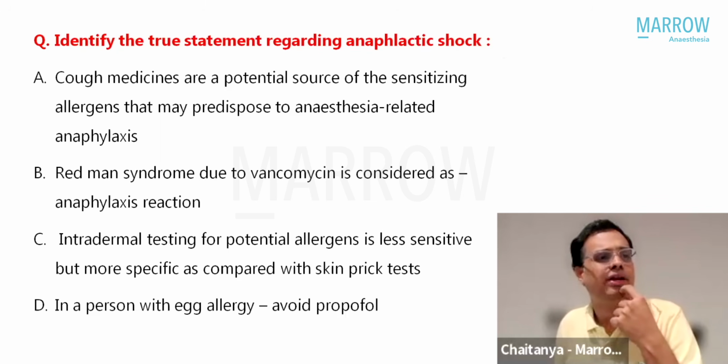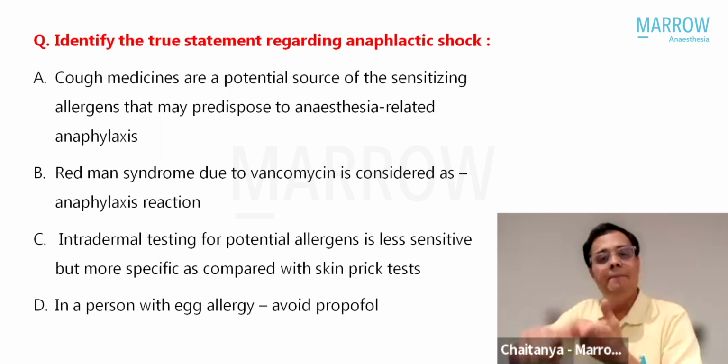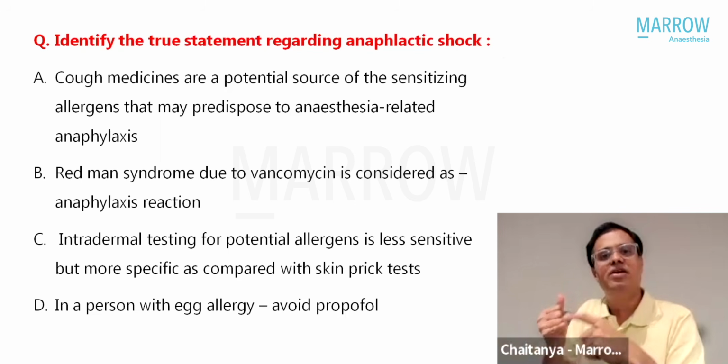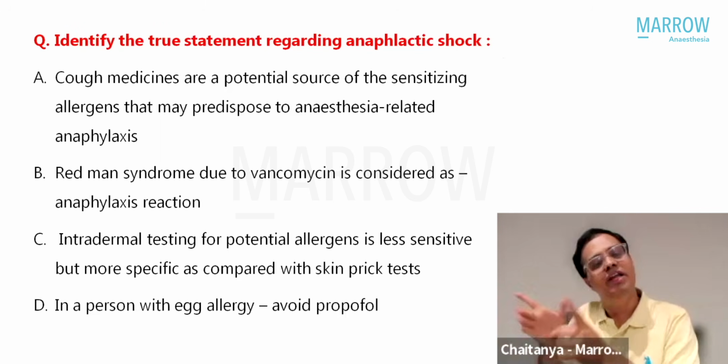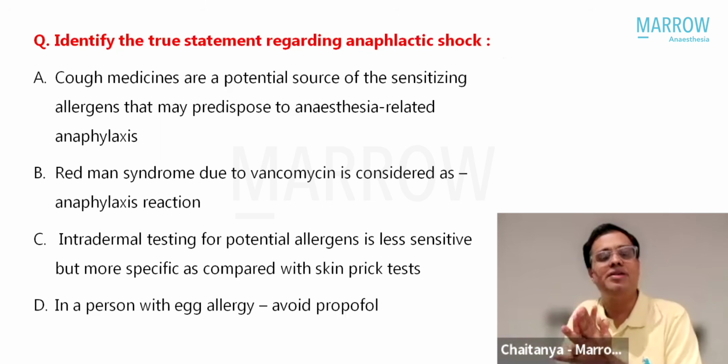Steroidal group or benzyl isoquinoline group? No, not steroidal. Benzyl isoquinoline, right, Dr. Sheila. The steroidal group includes pancuronium, vecuronium, rocuronium. The benzyl isoquinoline group includes atracurium, cisatracurium, mivacurium, D-tubocurare. If you go back to the history, it is D-tubocurare. It will cause muscle relaxation.